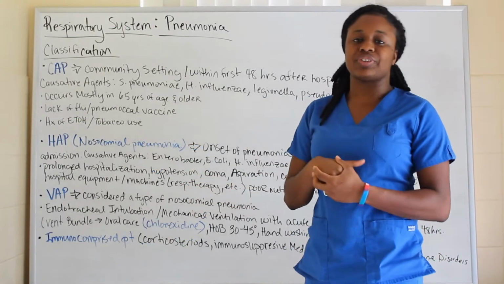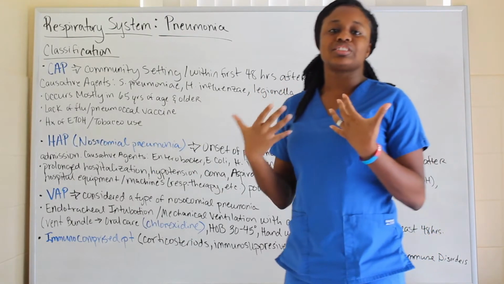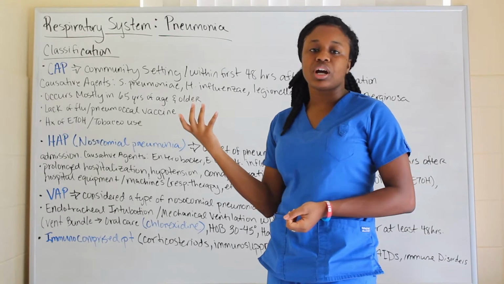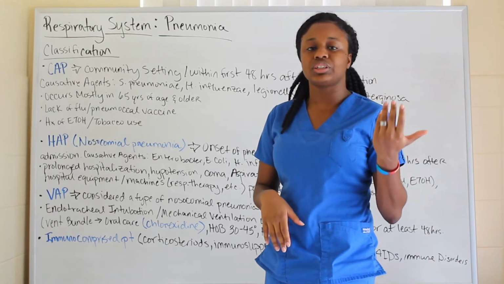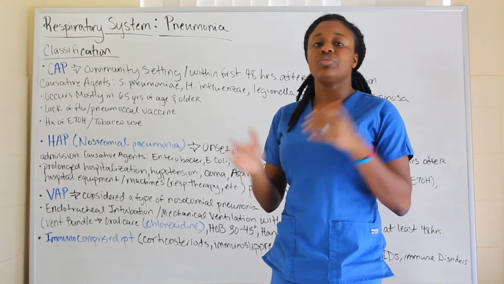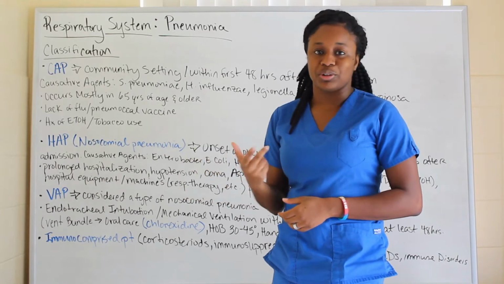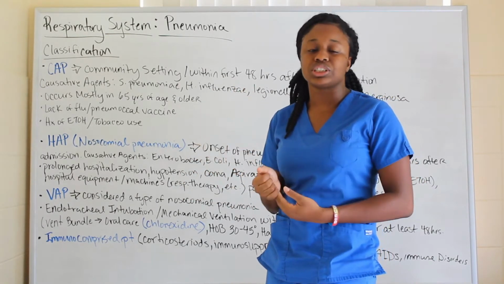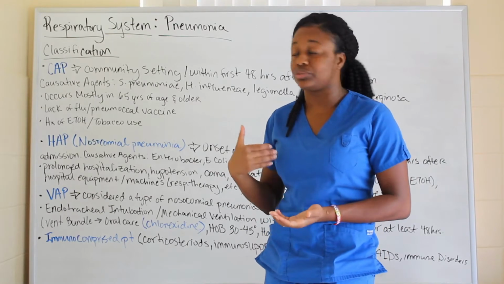We're going to go over the classification. Why? Because these are some test questions that they love to ask, the difference between community-acquired pneumonia versus ventilator-acquired pneumonia versus hospital-acquired pneumonia, okay? So I just want to go over the key points that you need to watch out for to know the difference between each one, okay?